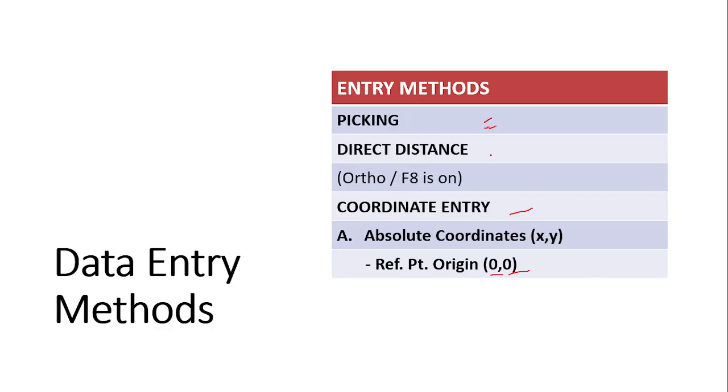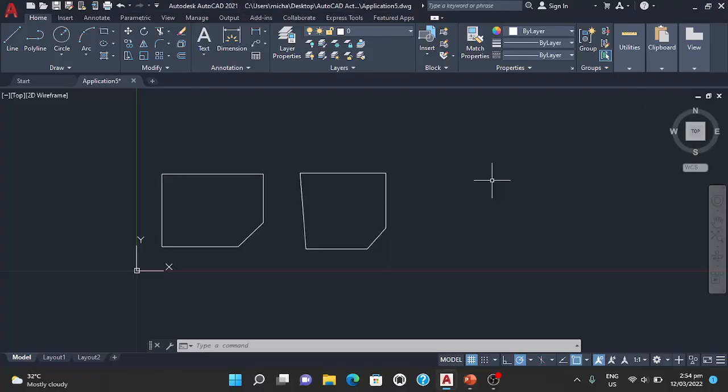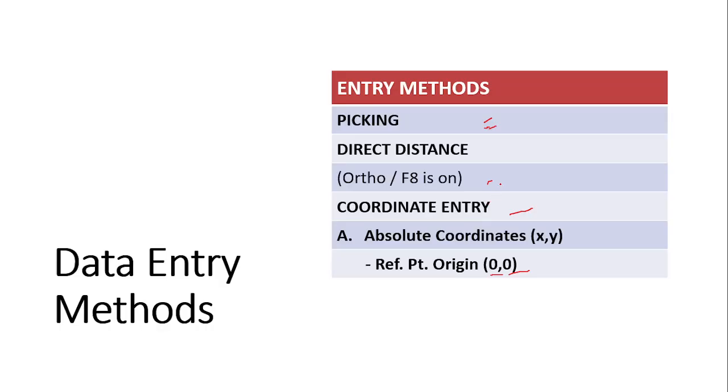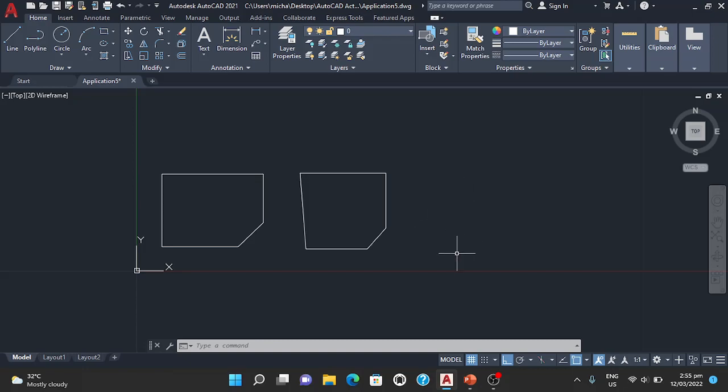Now let's try the direct distance, which is the ortho method. To activate the ortho method, we could call function 8, or F8. Automatically, ortho mode is active. In ortho mode, if we recall, all lines drawn in this state or function will be only horizontal and vertical.